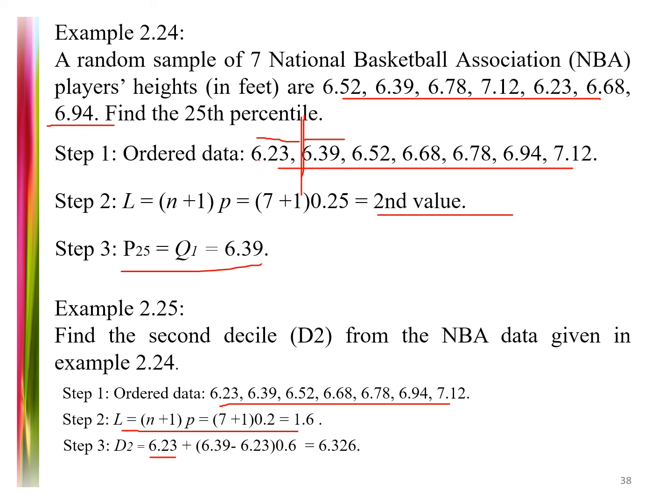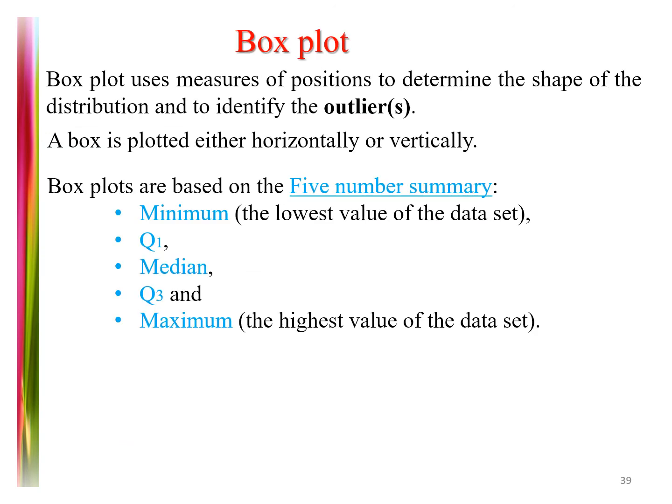So just ignore the leading 1, and consider only the decimal part, 0.6. Actually, this is what we call the interpolation method. In this case, first you have to find the 1.6th position. So take the first observation, plus the second observation minus the first observation, multiplied by the remaining decimal part, 0.6. That's it.